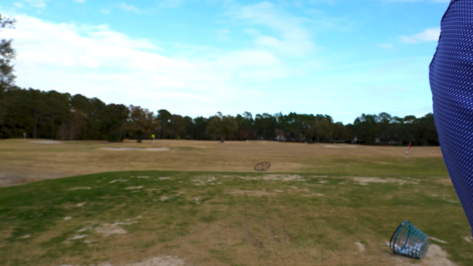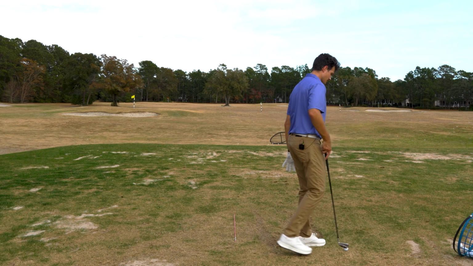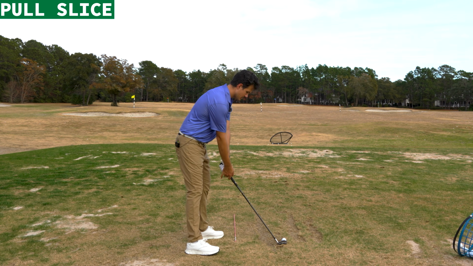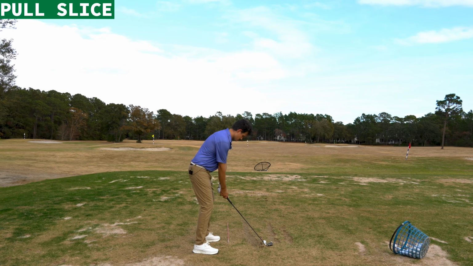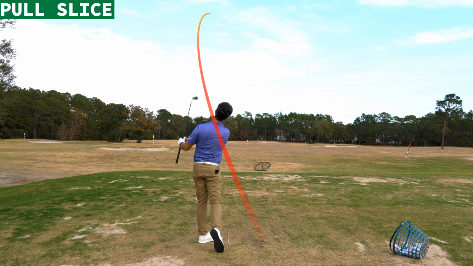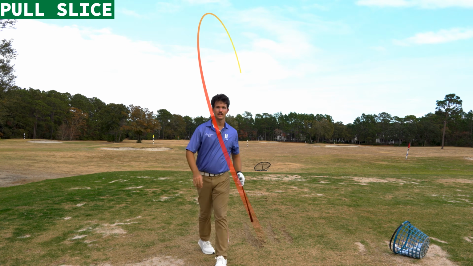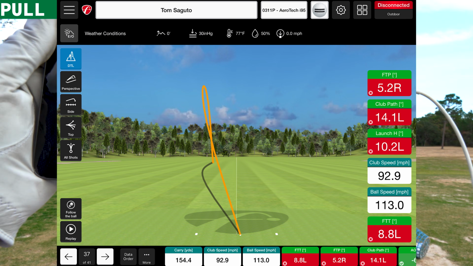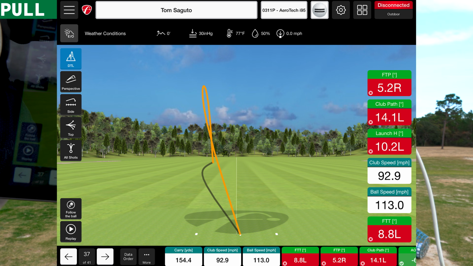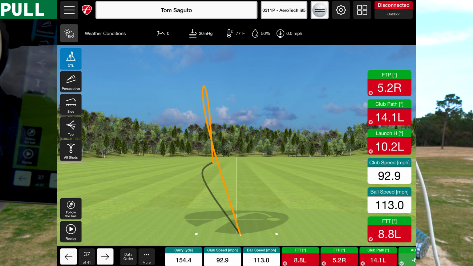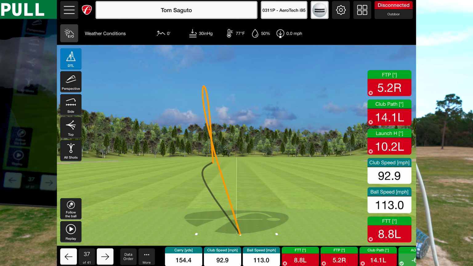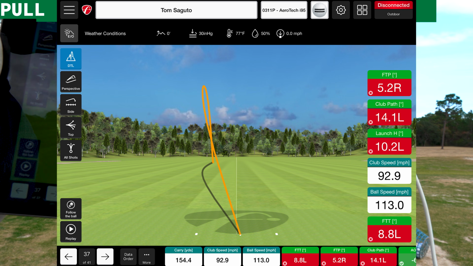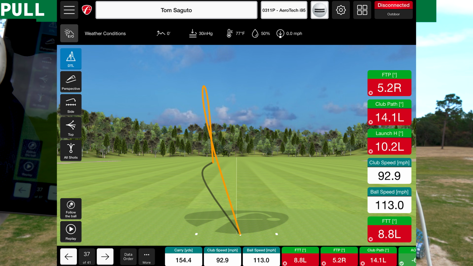But let's say you're a golfer who starts the ball left and curves it right. Then you're over the top. So if you swung like this, and you saw that ball flight, that's a true pull slice. In that situation, the path is 14 degrees left, so I'm swinging a lot across it. The face is 8.8 degrees closed. The face is open to the path, 5.2 degrees right. The ball will always curve right.